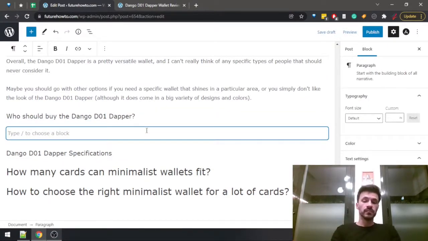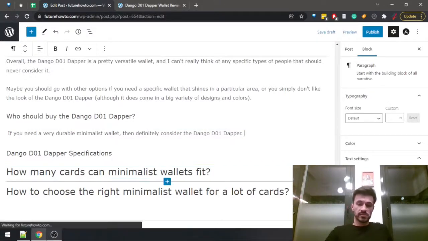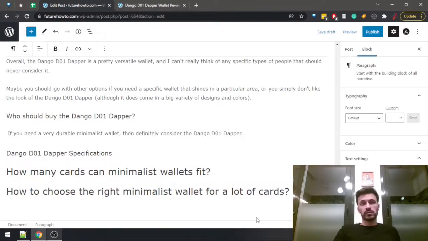Let's say if you're after the most durable minimalist wallet, if you need a very durable minimalist wallet, then definitely consider the Dango DO1 Dapper. Just remember, this can be not true in some cases, because I guess it depends on how we measure durability.